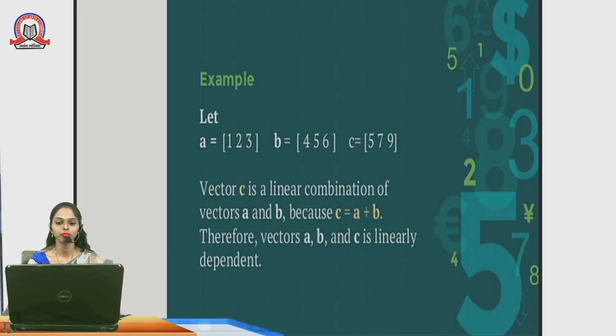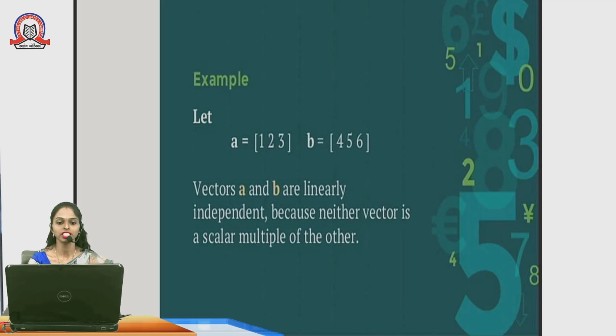Next we see an example of a linearly dependent set. Take three vectors: a equal to (1, 2, 3), b equal to (4, 5, 6), and c equal to (5, 7, 9). These are also called row matrices. Vector c is a linear combination of the vectors a and b, because if we add a plus b, we get the vector c. Therefore the vectors a, b and c are linearly dependent.